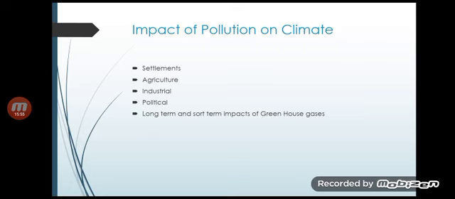The other is the political impact as well. In fact, it is estimated that 6% of all greenhouse gas emissions are by the militaries, by the armies of the world. In fact, the war zones are extremely polluted because of all the explosives and all the military equipment that is being used over there. And these greenhouse gases have a lot of short-term and long-term impact.